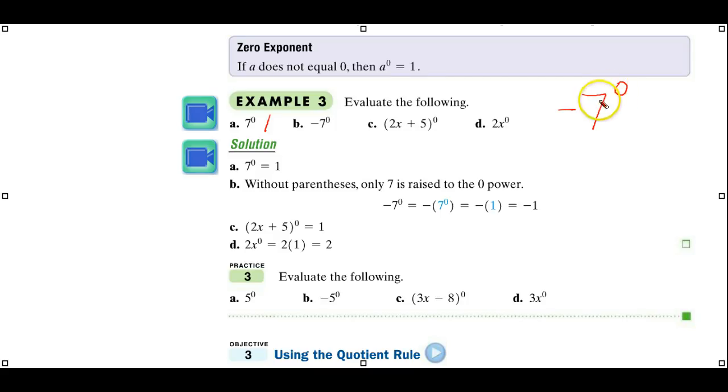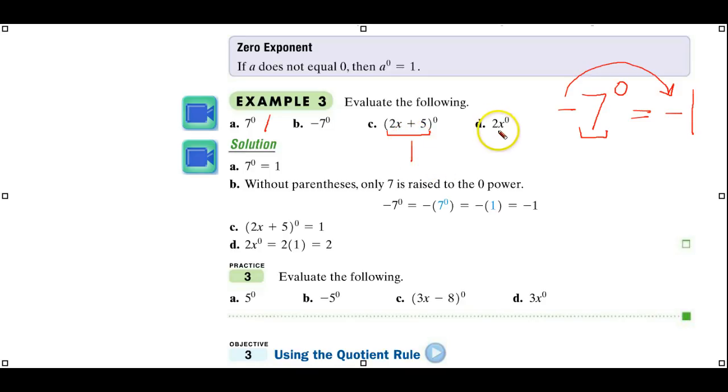Now this is where it gets a little tricky, because what is our base here? Is our base negative 7? Or is our base just the 7? Well, when it's like this, it is just the 7. So 7 to the 0 power is 1, but then we have to apply the negative. So this is negative 1. Now, as we look at letter C, what is our base? Well, because of the parentheses, it's all of this. So all of C, since it's to the 0 power, is 1.